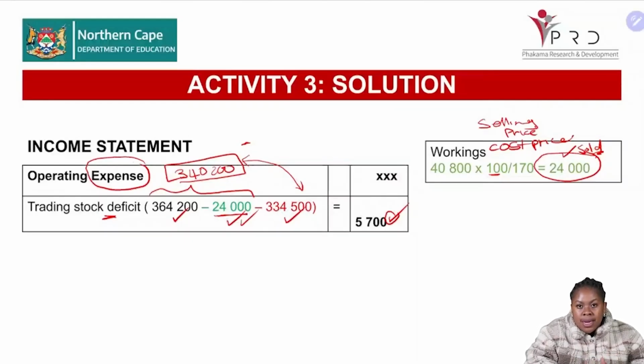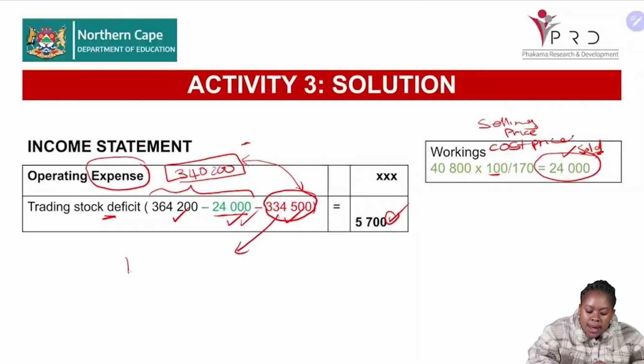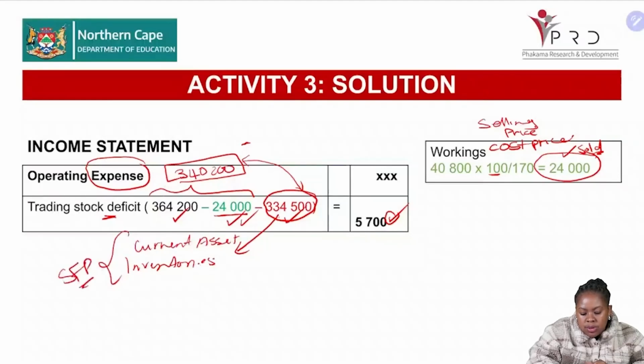How does this affect my statement of financial position? Not really. The only thing is that we know that we must use this amount to record under inventories in our current assets in the statement of financial position.